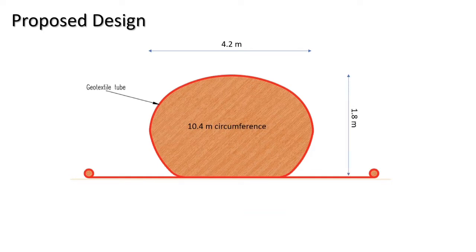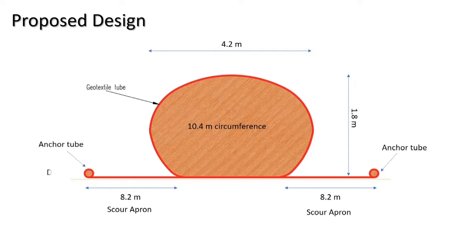Other than that, the geotextile tube is bound together with a geotextile scroll apron on both sides, spanning 8.2 meters out due to stability considerations. At the end of the scroll apron will be attached an anchor tube. Therefore, the scroll apron will act as the foundation of the geotextile tube to ensure the geotube will lock in place over a long service period.